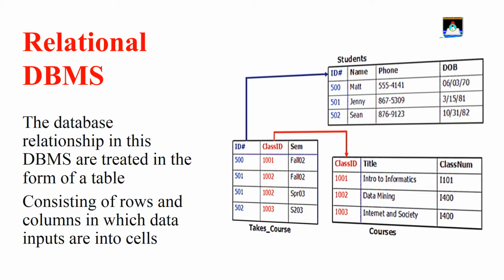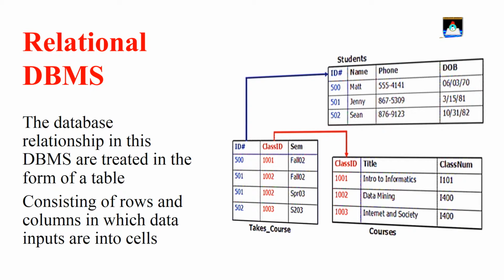Relational DBMS. The relational DBMS relationship is treated in the form of a table, as seen here, consisting of rows and columns in which data inputs are put into cells. Now, this has a query language that allows the user to use a keyword. Here we have the ID number of the student showing 500, 501, and 502 as ID numbers. Now, this ID number can also be used as data that is being inputted into another database that shows the courses taken by this student.